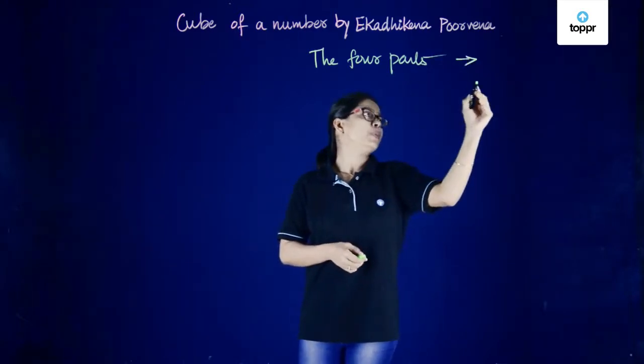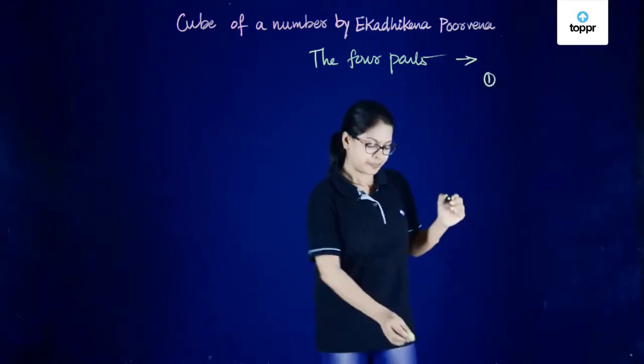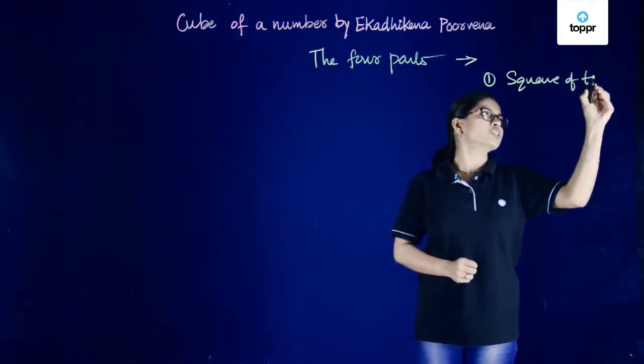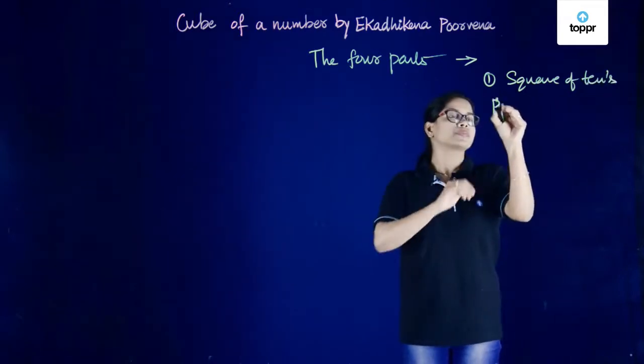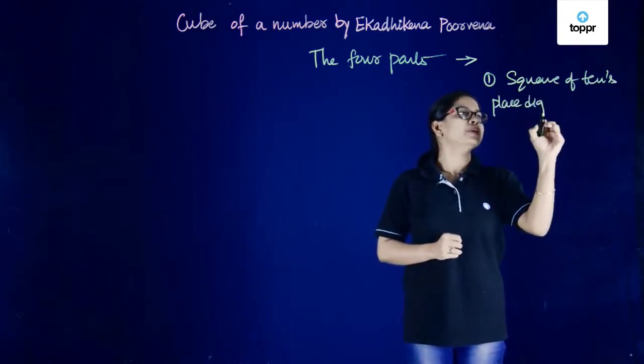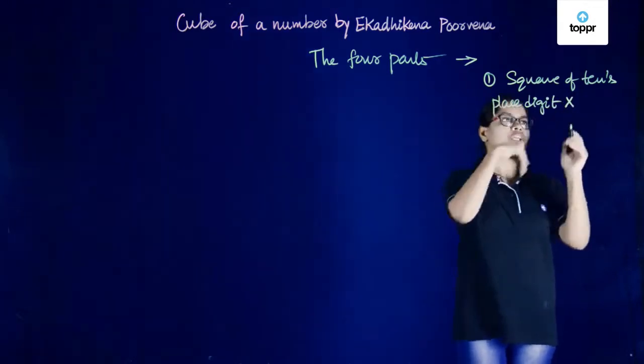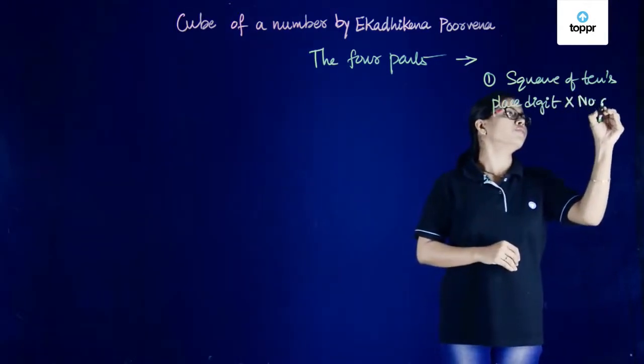In the first part we need to find the square of the tens place digit and multiply that to the number after the tens place digit. So, the number after it.